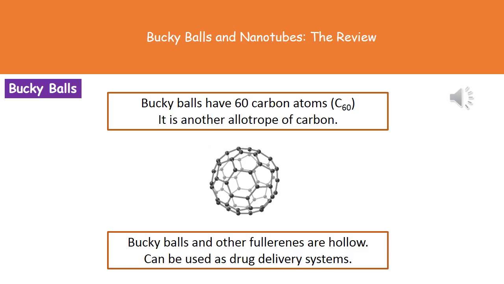Now a common question you're going to be asked about these different allotropes of carbon is they will give you those three different structures and ask you to identify one of them. So just remember, diamond is a triangle, graphite the stacks of layers, and then your buckyball is the ball shape.